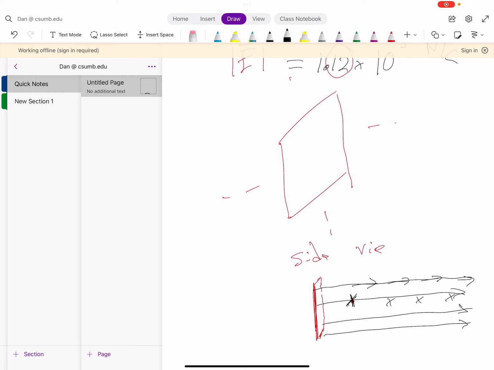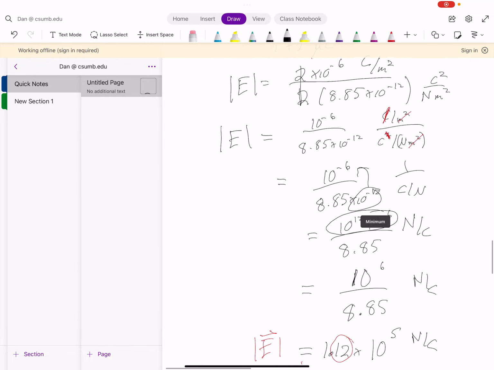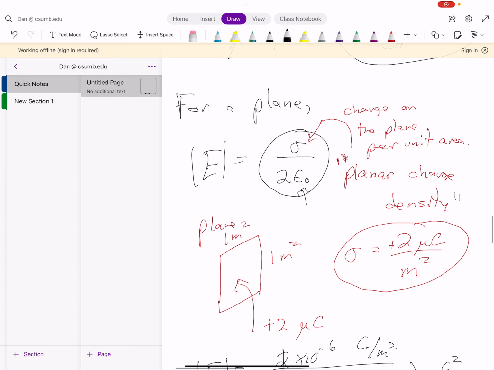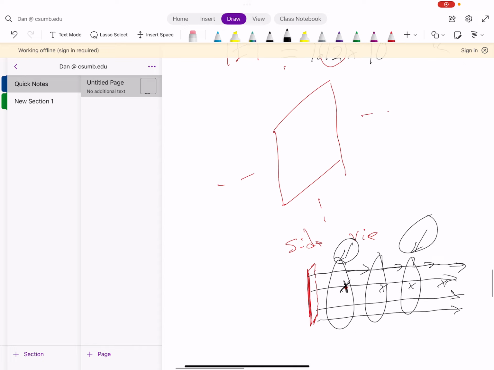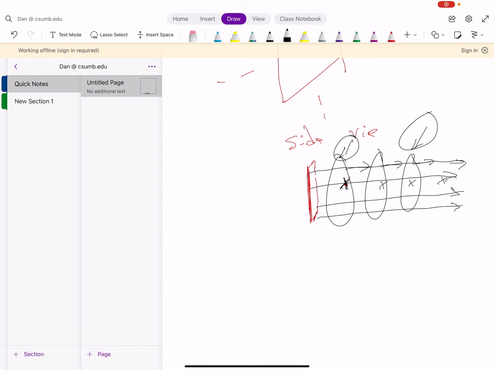They should be evenly spaced because the electric field at any position, at any point in space, whether you're close to the plane here or far from the plane here, is going to have the same value because the electric field strength does not vary with distance from the plane. If you look at this equation over here, there's no r in that equation. The electric field strength is the same everywhere on both sides of an infinite plane.